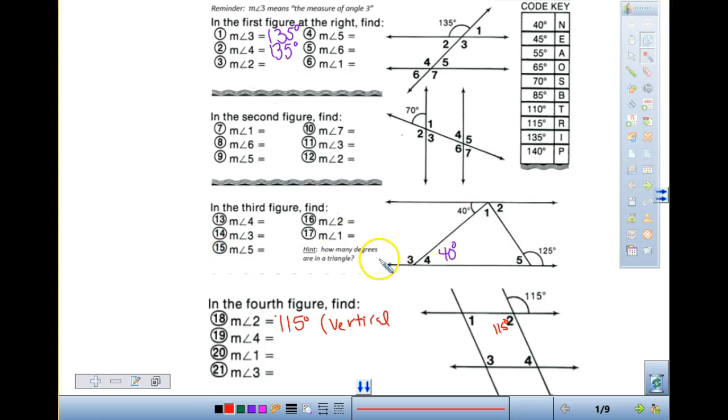15, 16, 17. So, angle 5, you got that one, right? What do we know about these two angles when they are along a straight line? Supplementary. So, in order to find angle 5, we're going to take the 180 and subtract the 125. Okay? Now, once I know that, and we already found because of alternate interior angles, what do I know all three angles inside the triangle have to total to? 180. So once I find this angle, and I know 40, I can find angle what? Right? That'd be the next one I find.